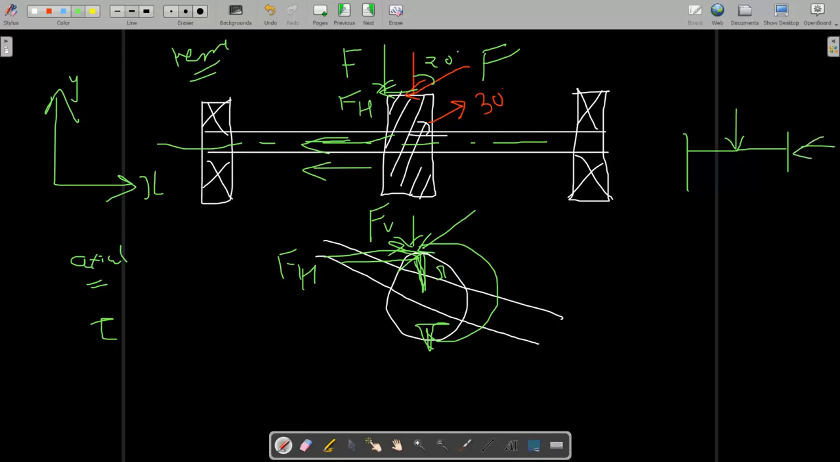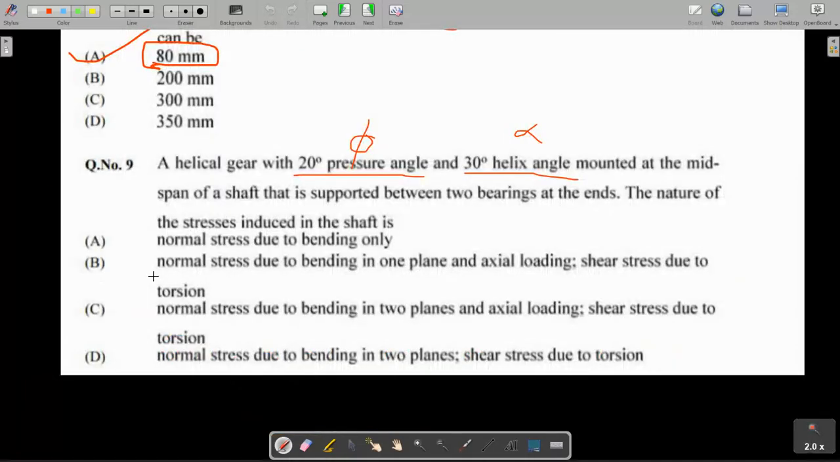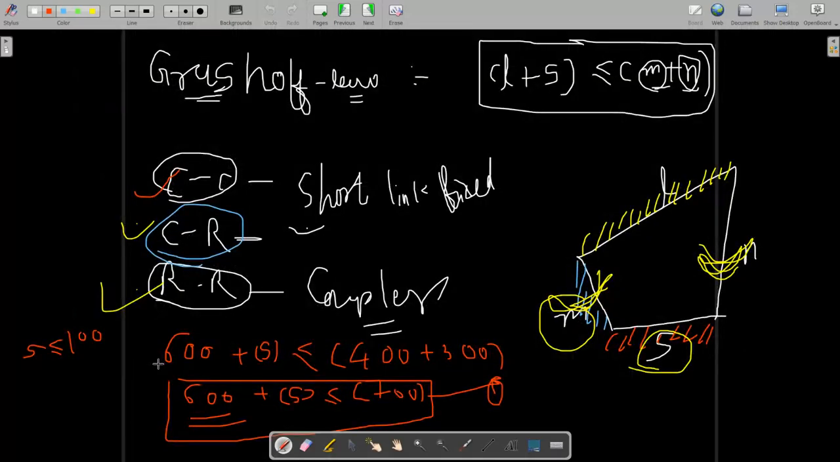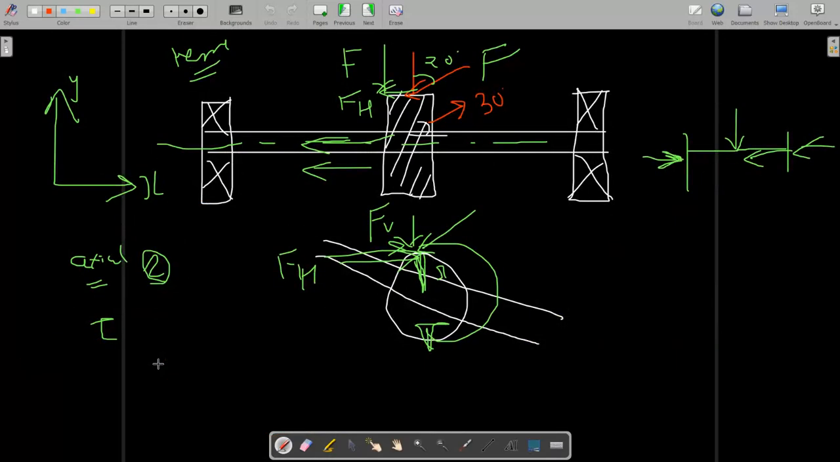It will be like this. So this will also cause some buckling. This is not major, its value is less compared to this vertical force, but it will cause a buckling effect if the shaft is too long. So there is another deflection in x direction, so there are basically two deflections. So normal stress due to bending in two planes, and shear stress due to torsion. So this is the correct answer. I have explained to you why. Hope you guys understand this.